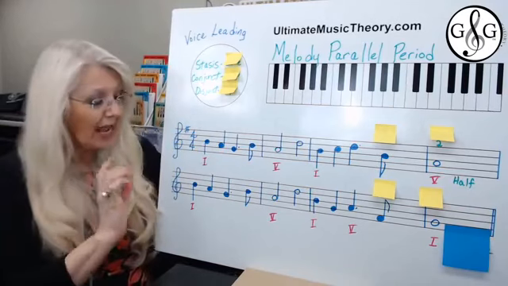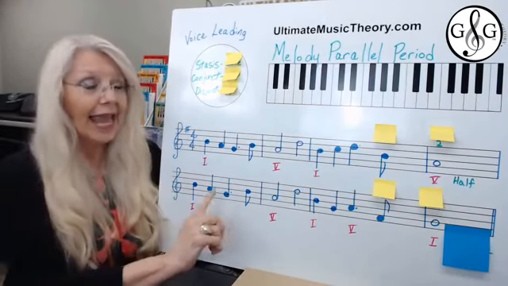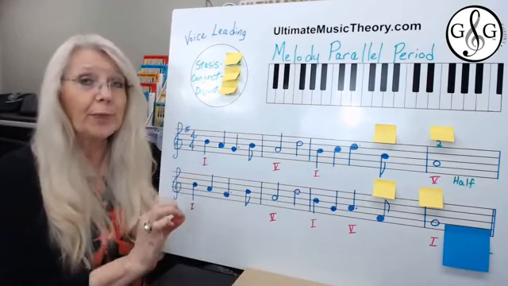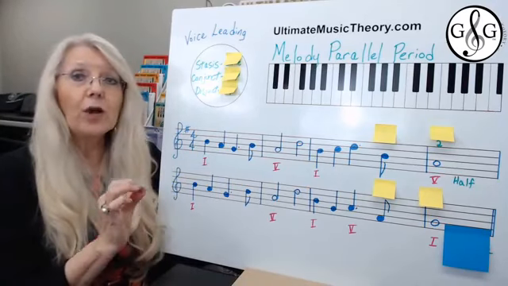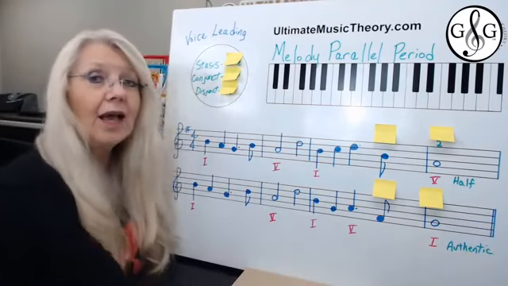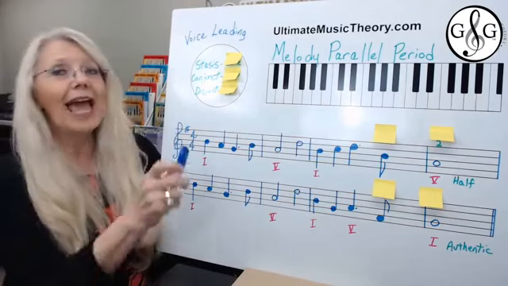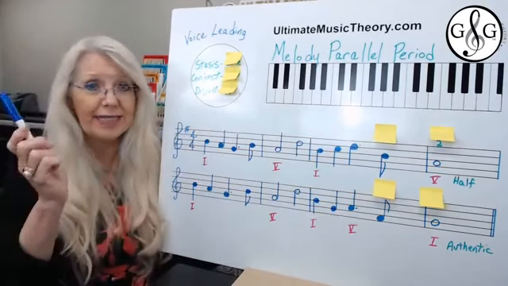Okay, so now when we're looking at the second four measure phrase, which is A1, because remember we're doing a parallel period, so now the cadence would be what? Going from 5 to 1 will be called an authentic cadence. Excellent. So now let's take a look at voice leading and what is voice leading.